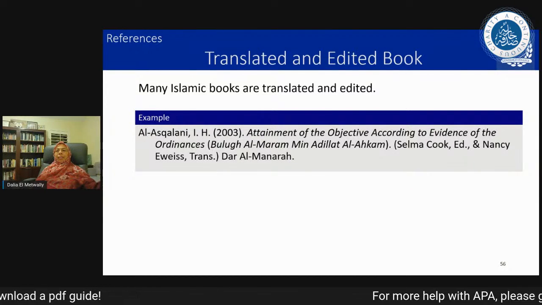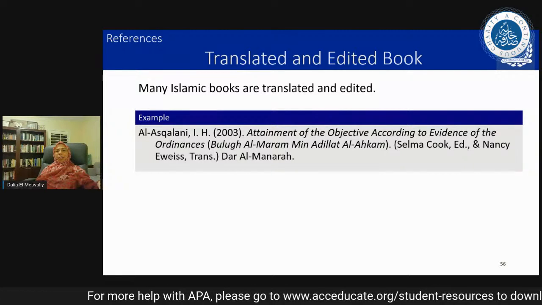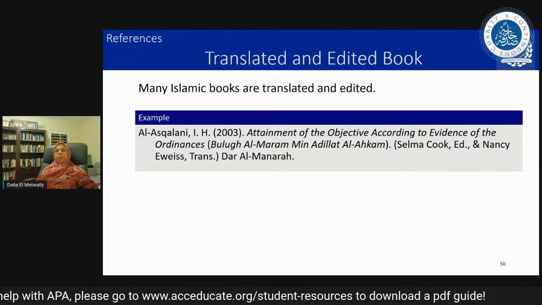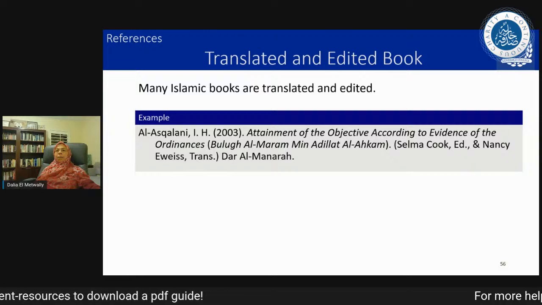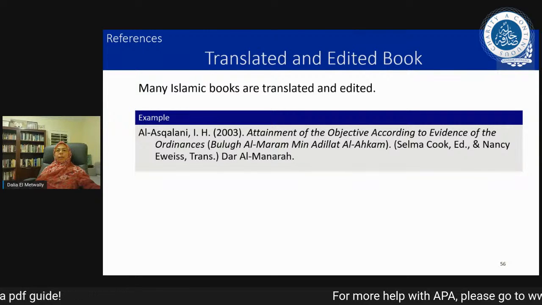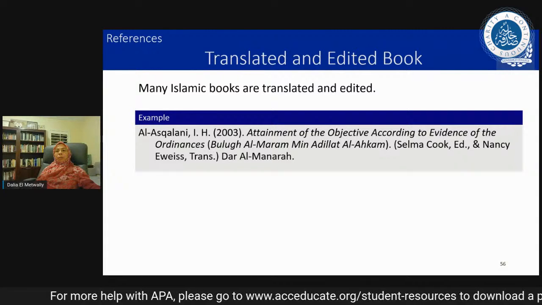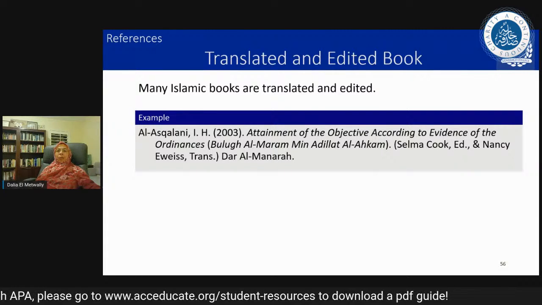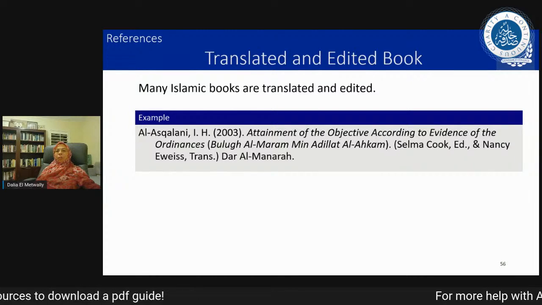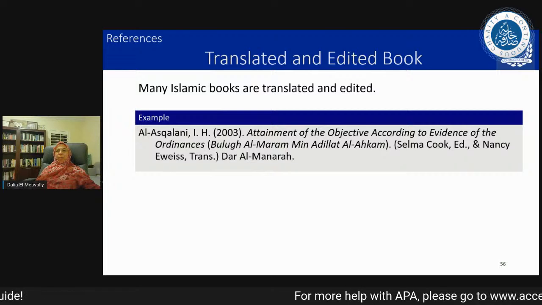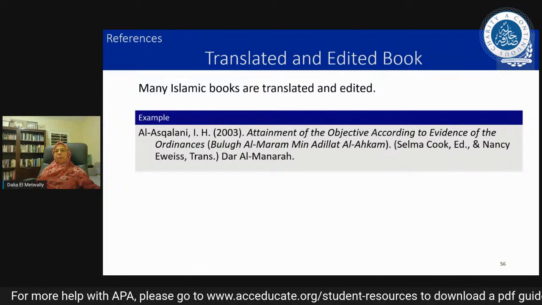So what if we have a translated and edited book? We're going to have both at the same time. We've got al-Asqalani, right? And then we've got his initials and Attainment of the Objective According to Evidence of Ordinance, Bulugh al-Maram min Adilat al-Ahkam. And what you're going to do here is you may choose to put the actual Arabic in Roman script, because if it's something like Bulugh al-Maram, it's such an important text that everybody, or almost everybody, knows. So you might want to do that because Attainment of Objectives does not ring the bell for most people who are familiar with the book in Arabic.